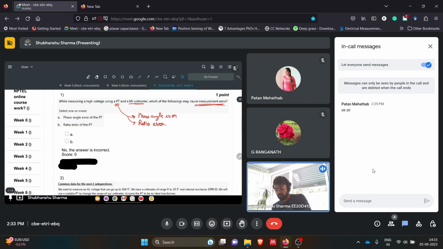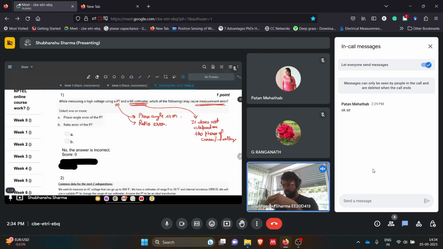But the question is, if we are measuring the voltage with this moving iron voltmeter, will there be an effect of these errors on the final value of the voltage being measured? So in case of a voltmeter, what happens? It does not depend on the phase of the current, ultimately voltage. Okay. So you studied this in week 1 or 2 when you were discussing PMMC and MI, moving iron, all those types of instruments.